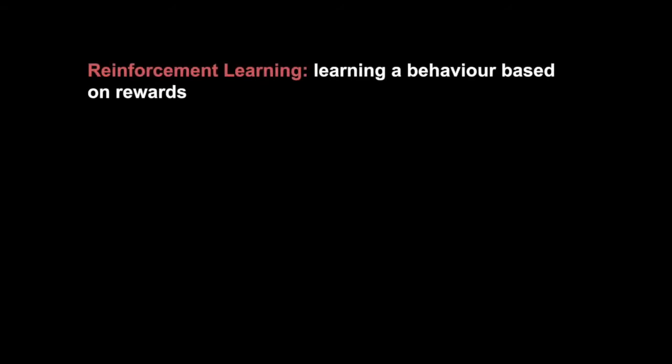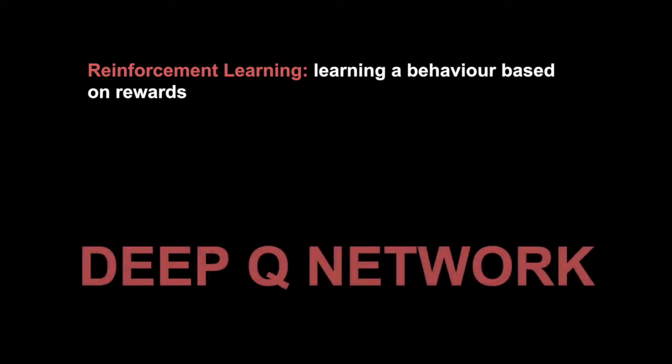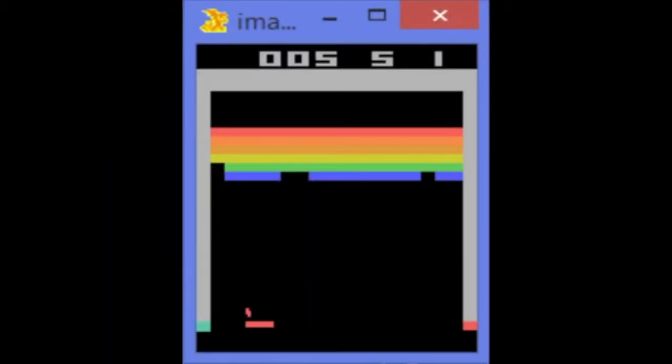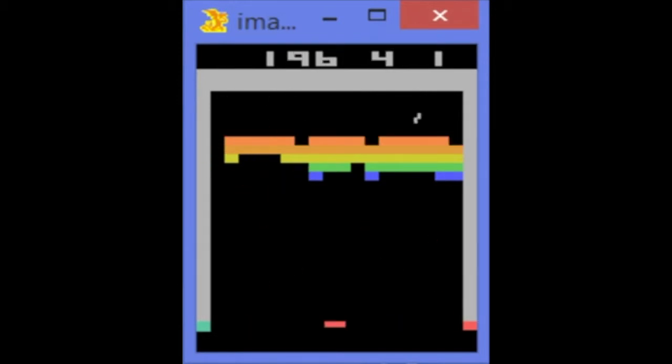Well, how can this be accomplished? Let's talk about reinforcement learning and game theory. Reinforcement learning is the concept of learning a behavior based on rewards. In my research, I'll be using a reinforcement learning algorithm called Deep Q network, which uses a neural network to learn from the environment. The reason for choosing this algorithm is because it has found success in the Atari gaming environment, where it achieved professional gamer status.